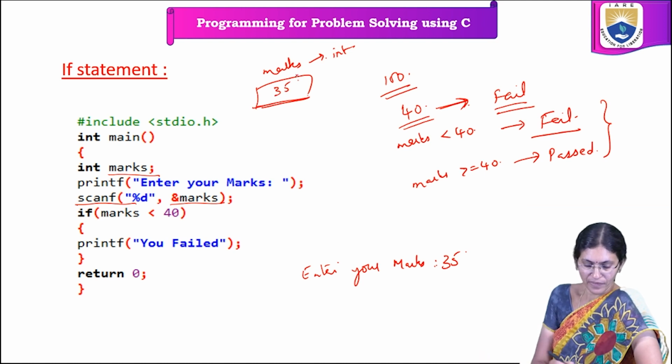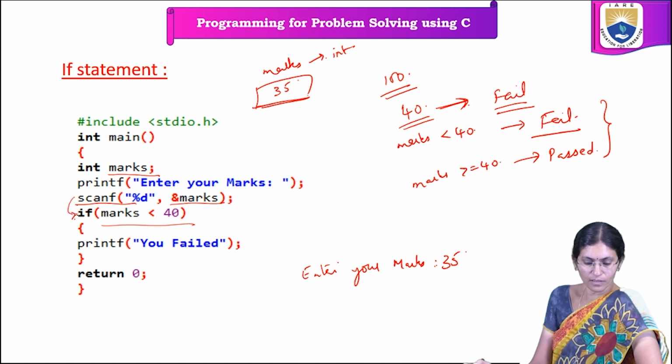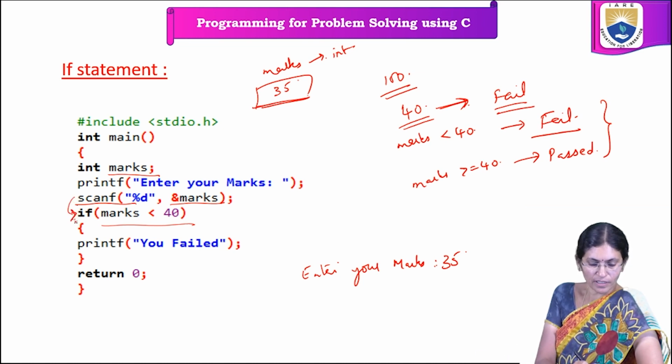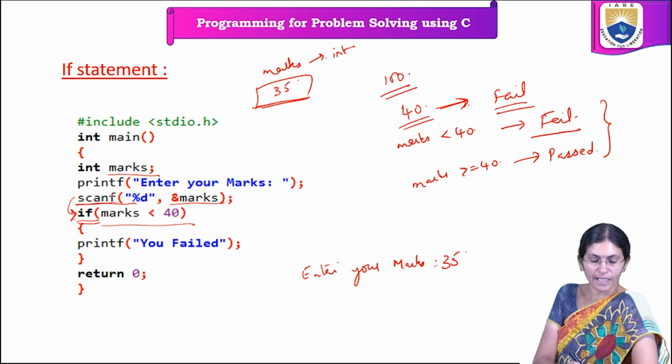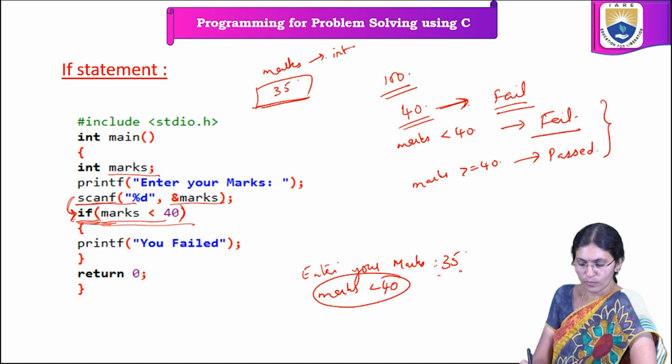So 35. Now the control is transferred here. After the scanf function, the control is transferred to the if block. After that there is a condition. The condition specified is marks less than 40. The marks which we have entered are 35, so these are less than 40. So 35 is less than 40, and this is evaluated to true.